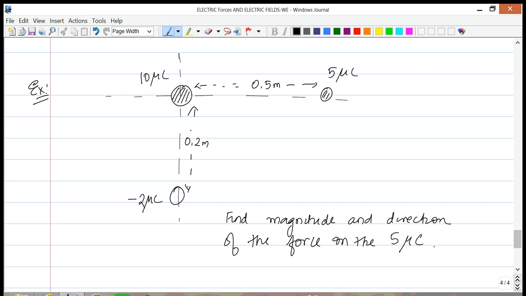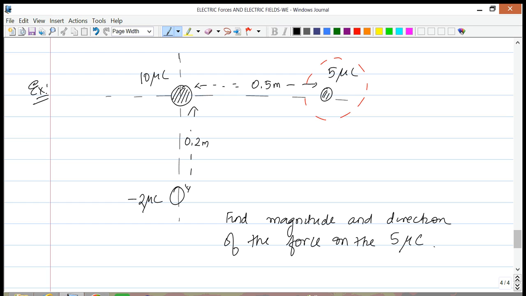Okay, so here's another problem, and the setup is the same as the previous one that we did, but here we're going to find the force on the 5 microcoulomb charge instead. The process is going to be very similar. However, there are a few additional things that we must find. So let's first begin with everything that we need.